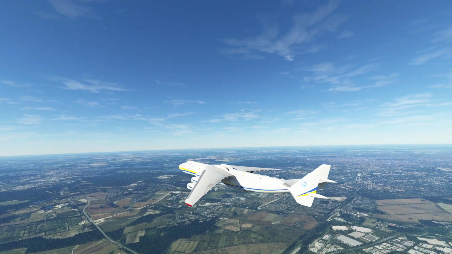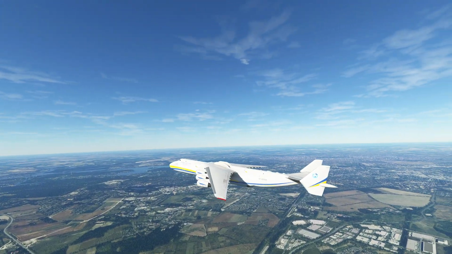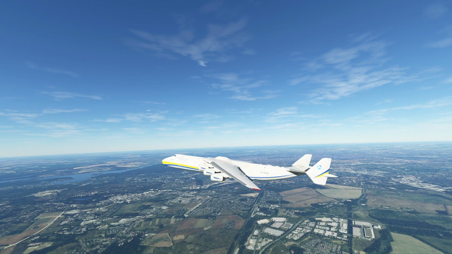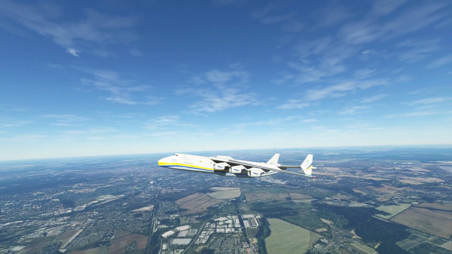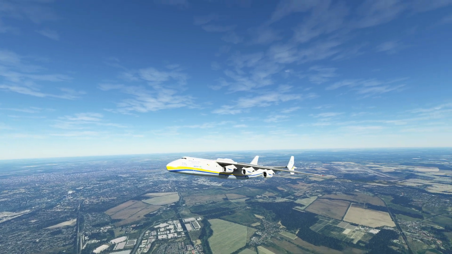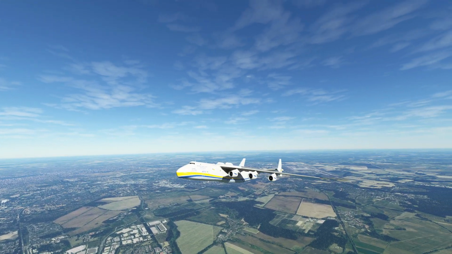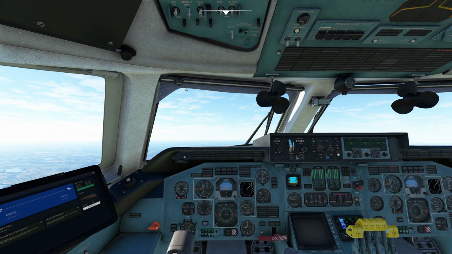Hello everyone. In today's video, we're going to be taking a look at the Autopilot An-225 Myriad. Now, the Autopilot on this thing is a little different than the Autopilot on some other aircraft, so we'll have to take a look at it piece by piece. So first things first, we climb inside here.